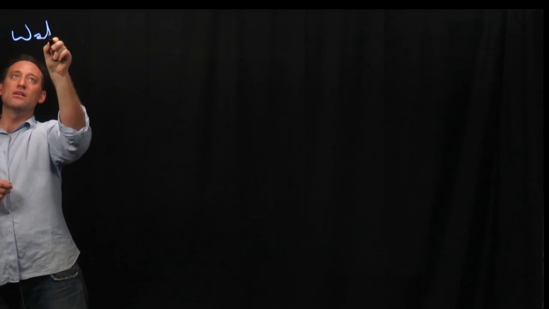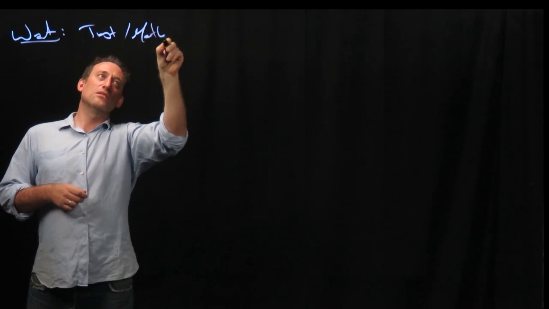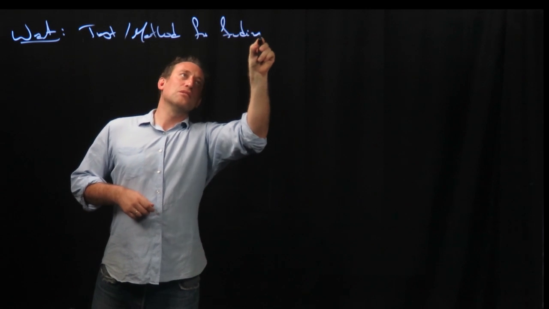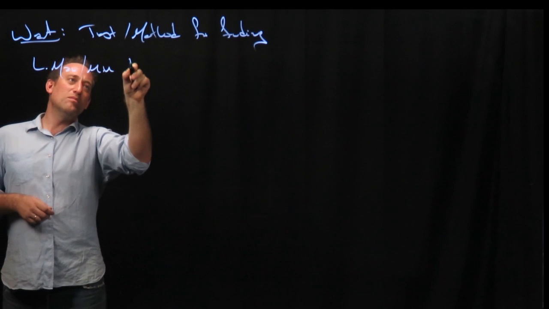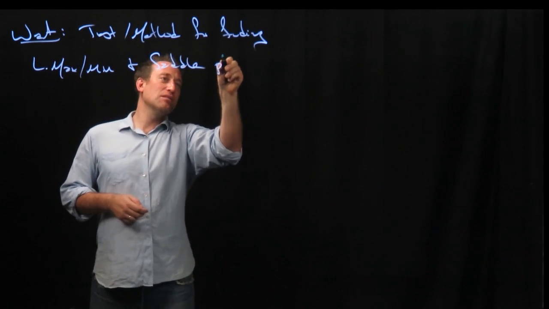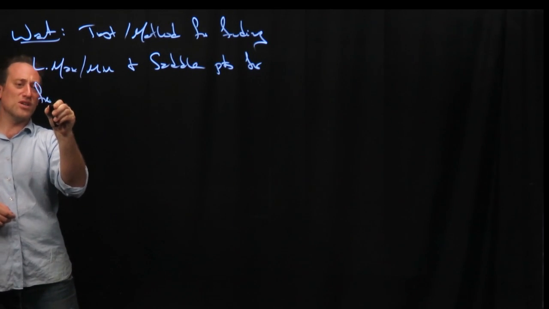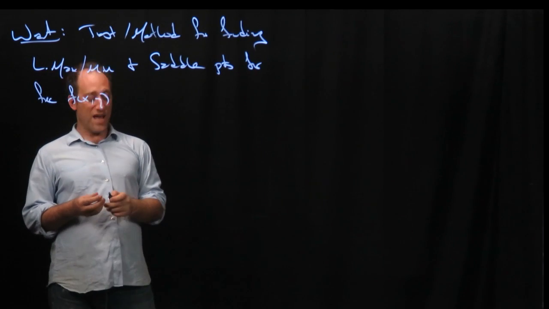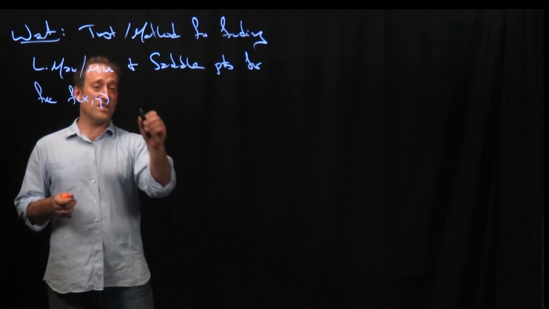So I want some sort of test or method for finding local max, min, as well as saddle points for a function f of x, y. And the name of this is the second derivative test.